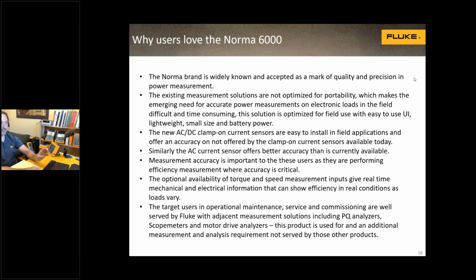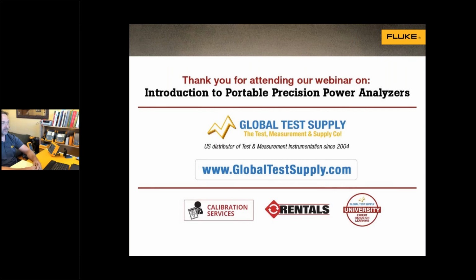But really, the big point here is the portability of the tool, battery powered, higher frequency capabilities, and being able to do AC and DC or AC measurements or DC to DC measurements on energy conversion systems. That's really the most important part about the Norma 6000 series, which is different from our other tools that we're currently manufacturing. And yeah, I think that concludes our presentation.